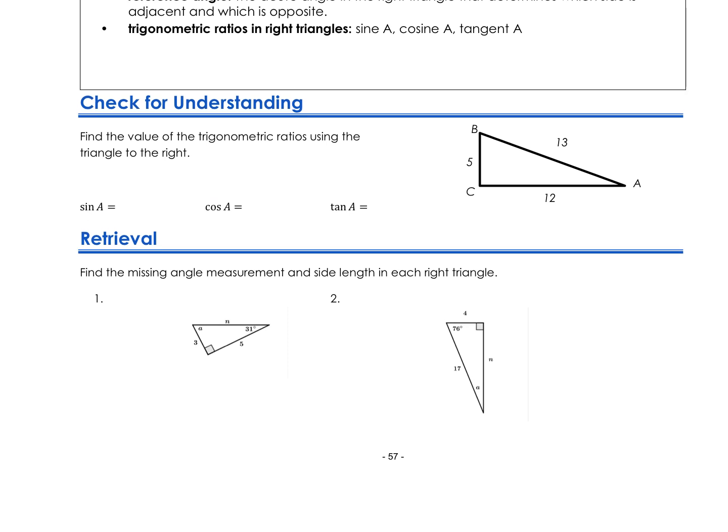Let's see. We want the sine. Sine is opposite over the hypotenuse. So we want the sine of A. So we're standing over here. That's our reference angle.